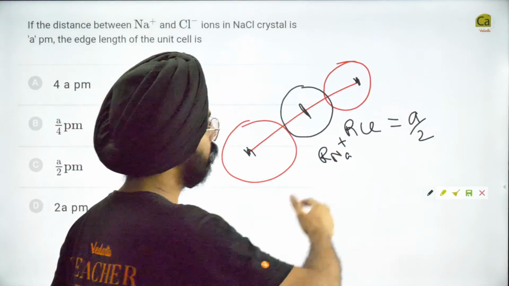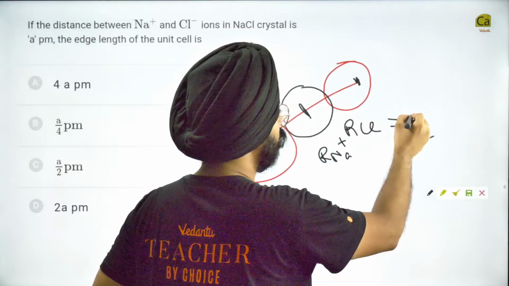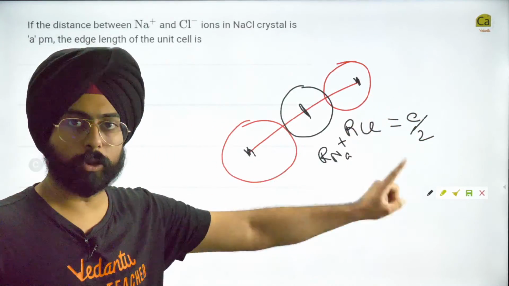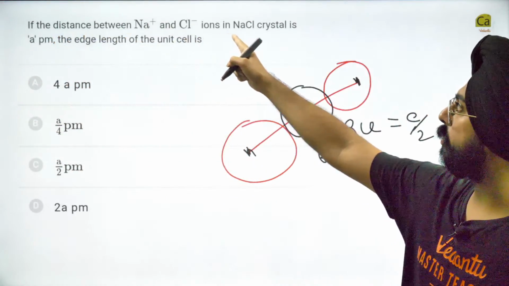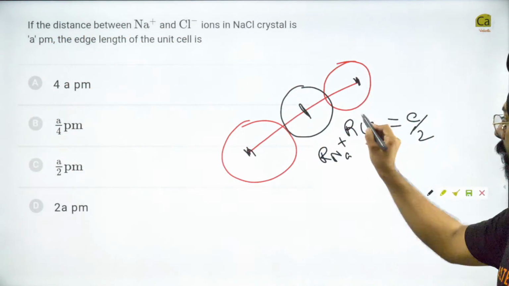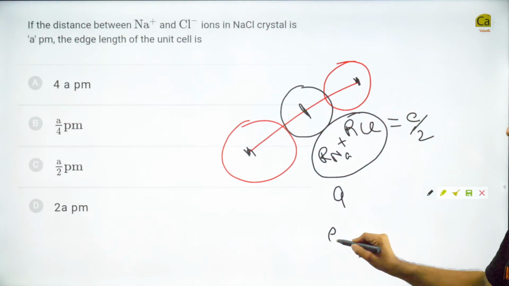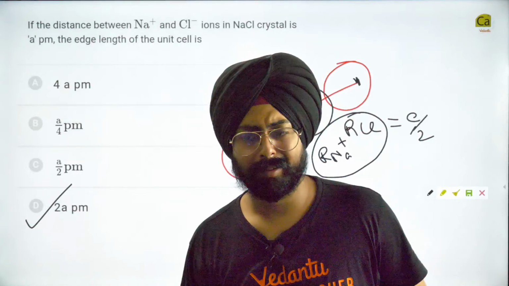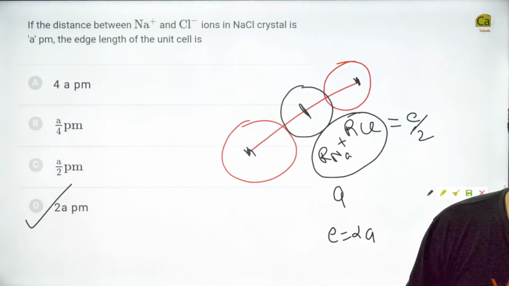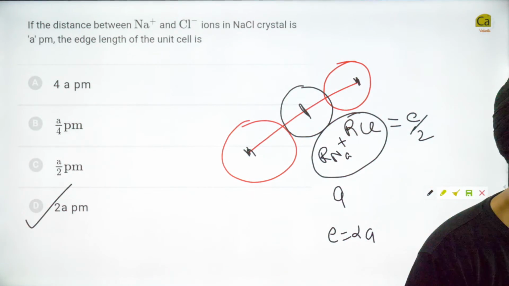Let's write it here as a by 2, because a is already given to us. So what is given here? If the distance between Na positive and Cl negative ions is a, this is given to us as a. So the edge length is equal to 2 times a. This is a simple question. It has to do simply with the structure of NaCl.